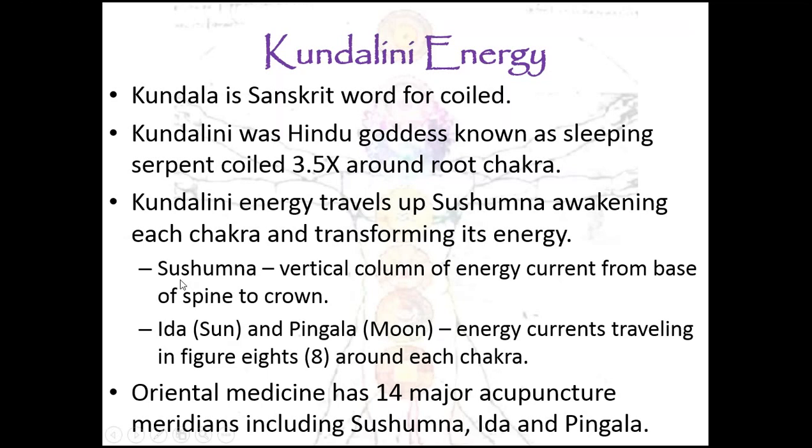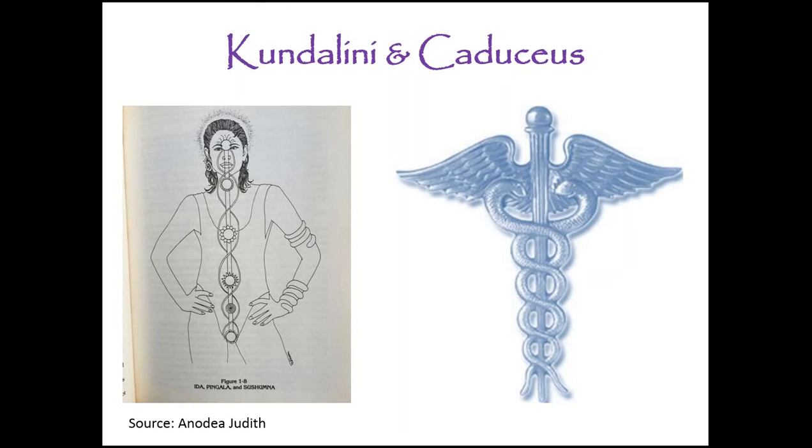But what we're relating to here with these 3 various energy or nervous system currents is that in Oriental medicine there are 14 major acupuncture meridians, and the 3 most important ones relate to these 3 right here, the Sushumna, the Ida, and the Pingala. And please forgive me for bastardizing any pronunciations. You've got the words right there.